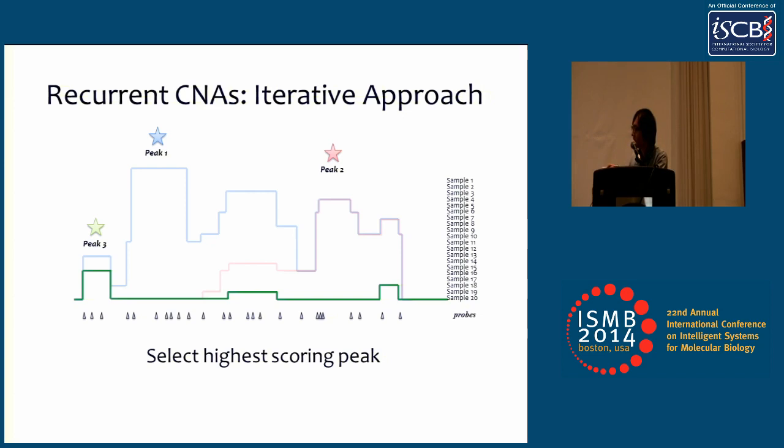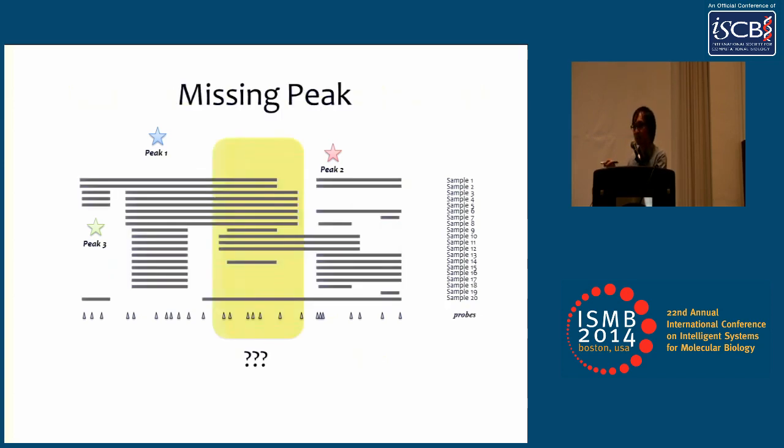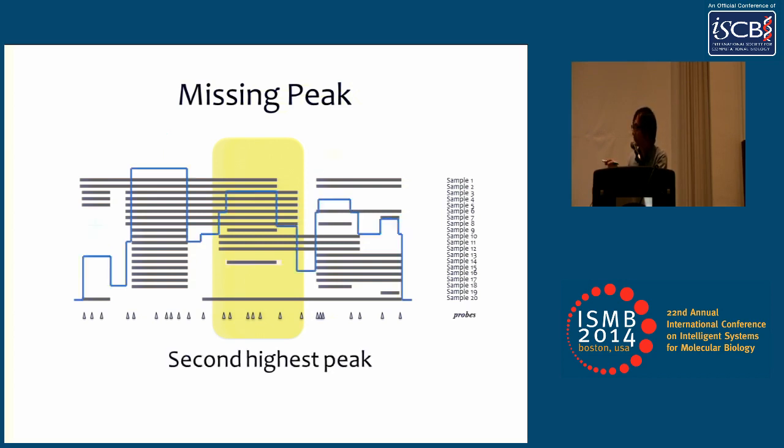However, if you put the original copy number back here, you can see the distribution for the middle one is missing, because this is actually the second highest peak if you consider all of them. So there's a limitation: this iterative approach will miss the power to detect copy number events that are nested within several of the highest peaks.